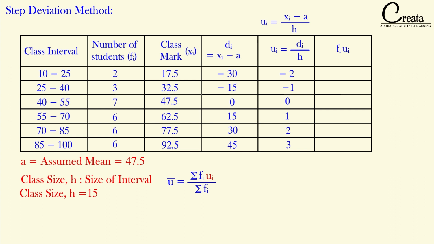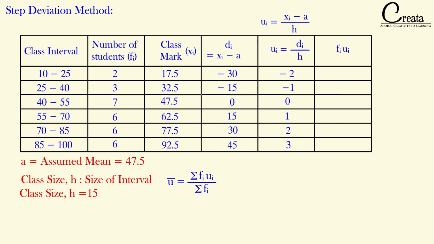Are you understanding this? We have calculated the mean of u. The same method we have used. X bar is the sum of Fi into xi upon the sum of Fi. D bar is the sum of Fi into Di upon the sum of Fi. Here u bar will be the sum of Fi into Ui upon the sum of Fi. So let's see how we will use this formula to find our final value of x bar.